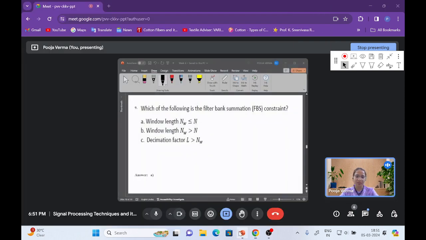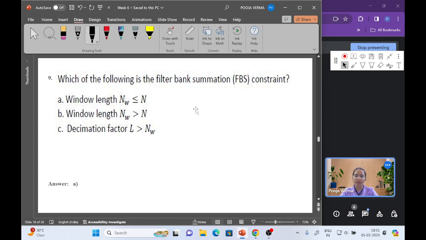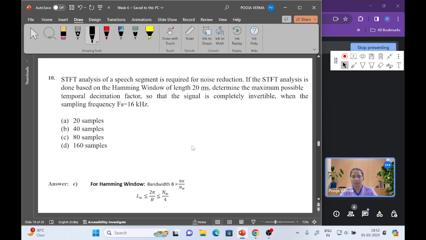Yes, so that is correct. So window length NW less than or equal to n is a constraint for the filter bank summation method. Okay. So moving to the next question.